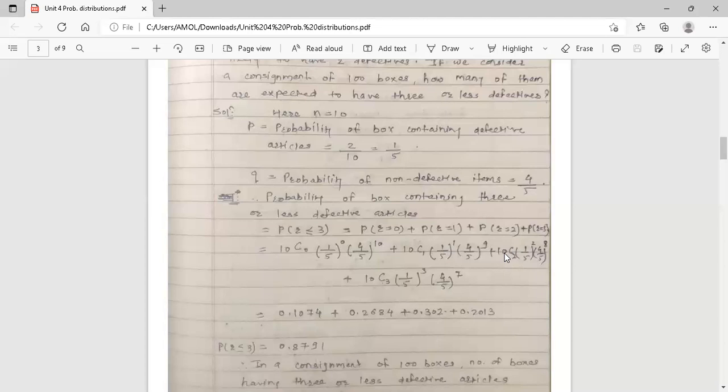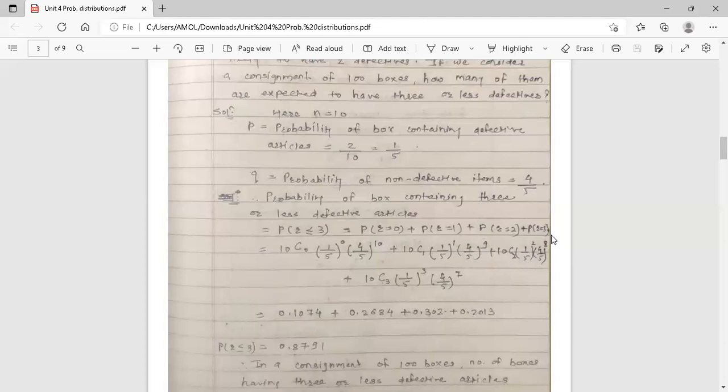The formula of binomial distribution is NCR P raised to R Q raised to N minus R. NCR: N is 10, R is 2, so 10 C2. P raised to R: P is 1 by 5, raised to R, R is 2, so (1/5) raised to 2. Q raised to N minus R: Q is (4/5) raised to N minus R. N is 10, R is 2, so 10 minus 2, 8. So this is the term for probability of R is equal to 2.